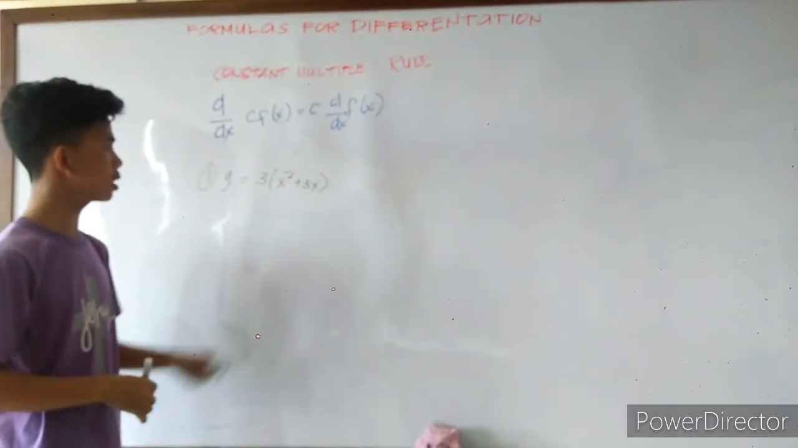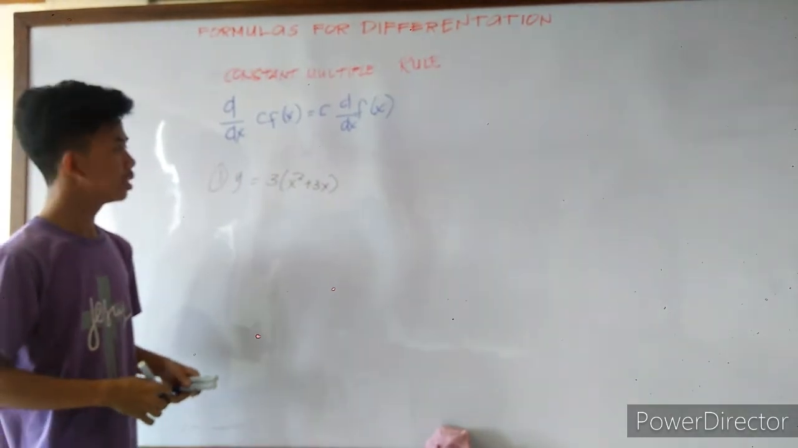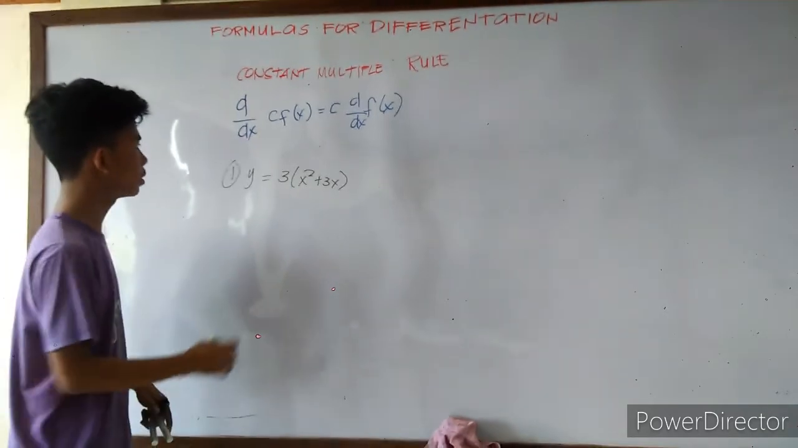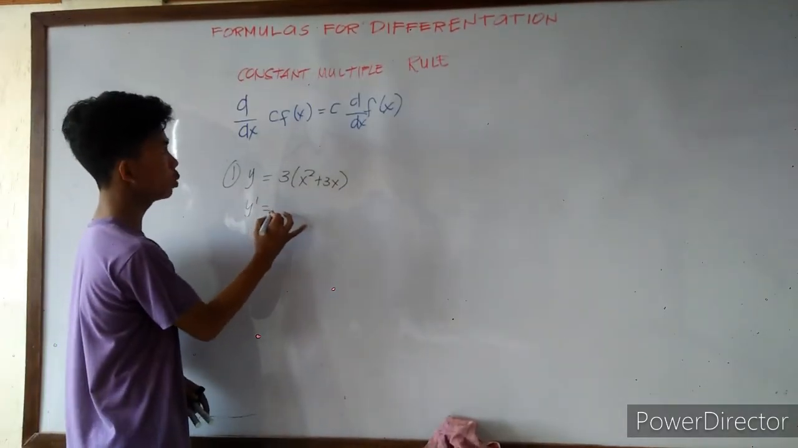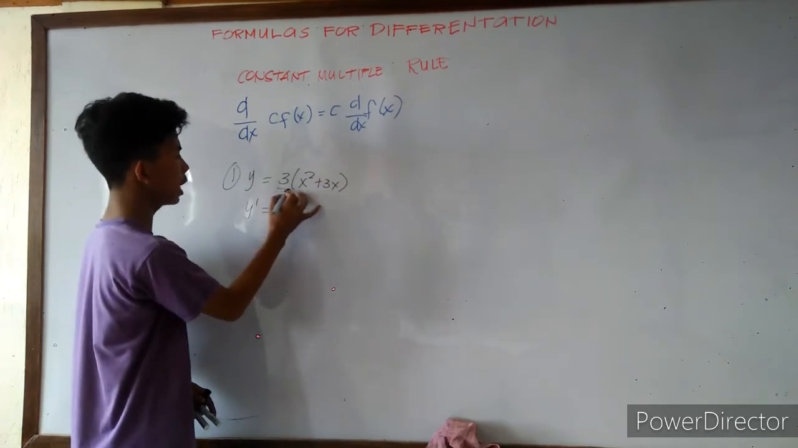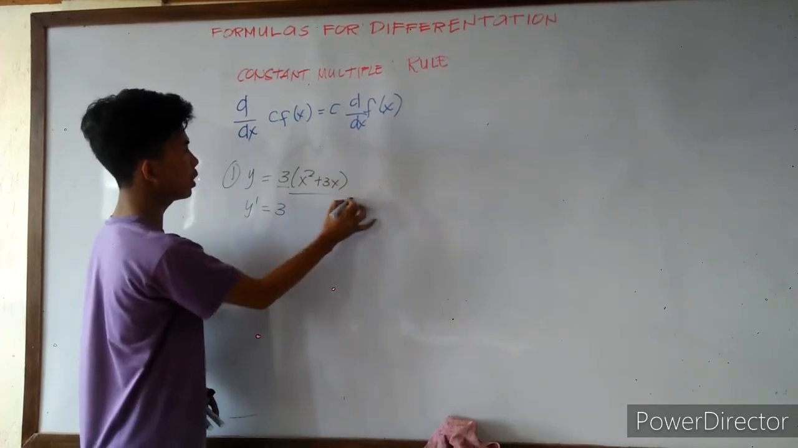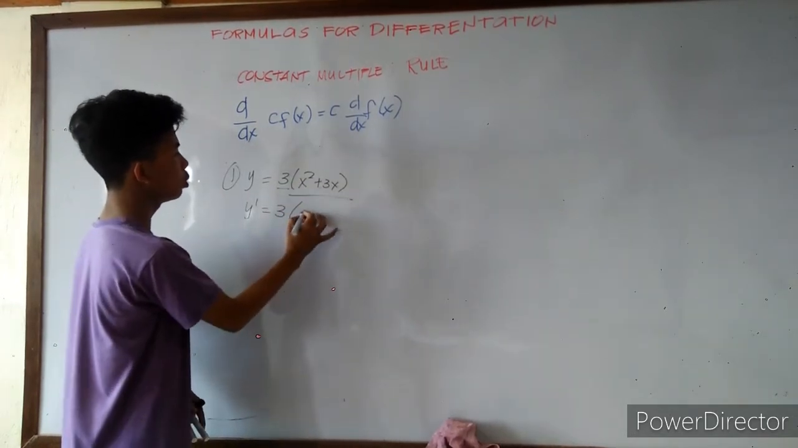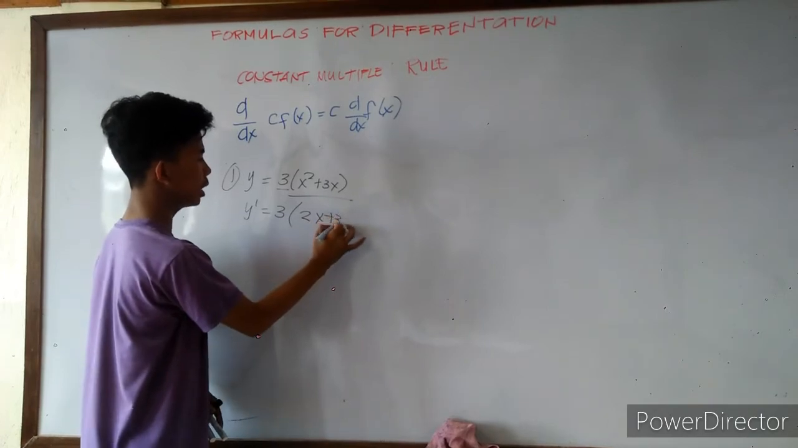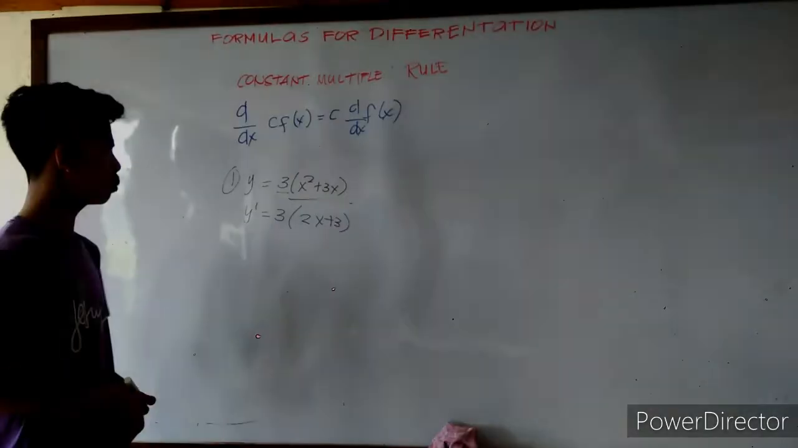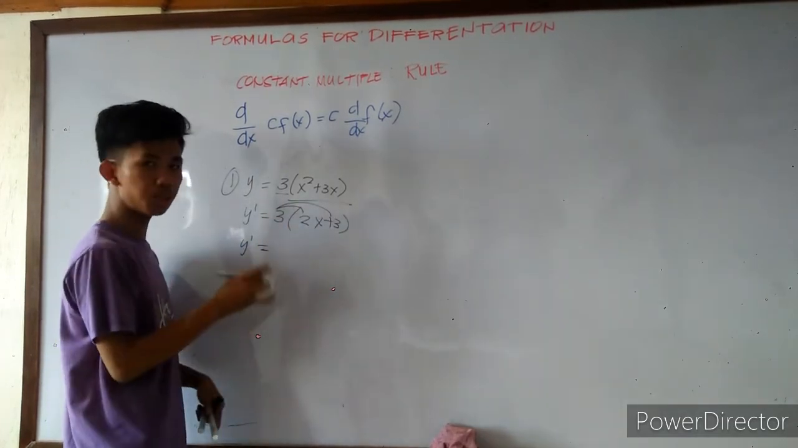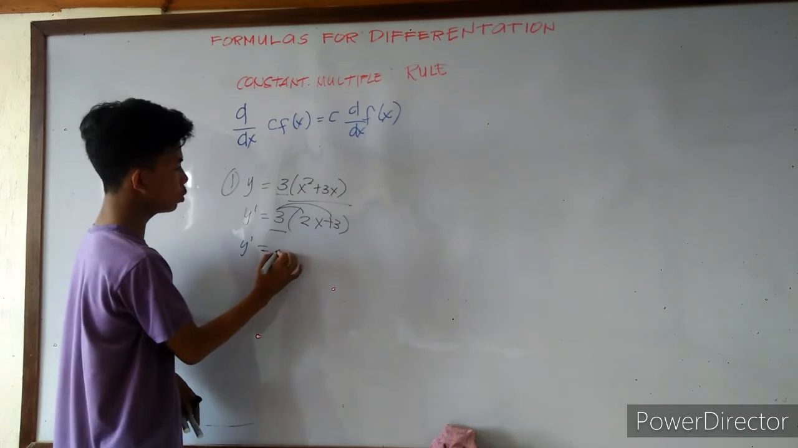So when we answer this example, let us just base it on the formula. So y prime is equal to c, copy the constant, then find the derivative of the function of x. So the derivative of the function of x is 2x plus 3. To simplify, y prime is equal to, distribute the constant. So 3 times 2x is equal to 6x.